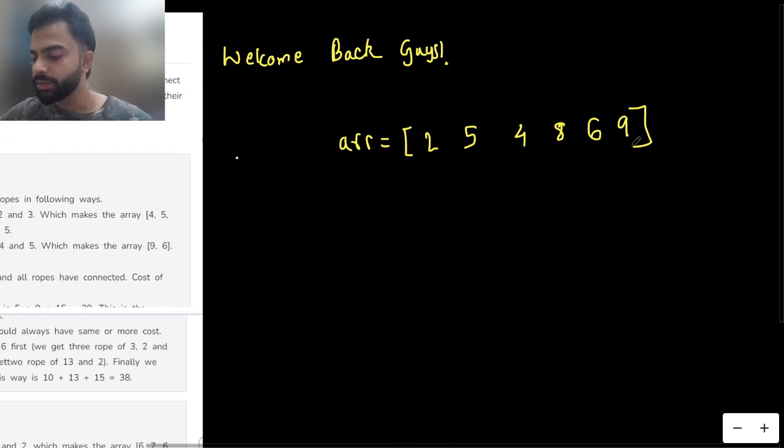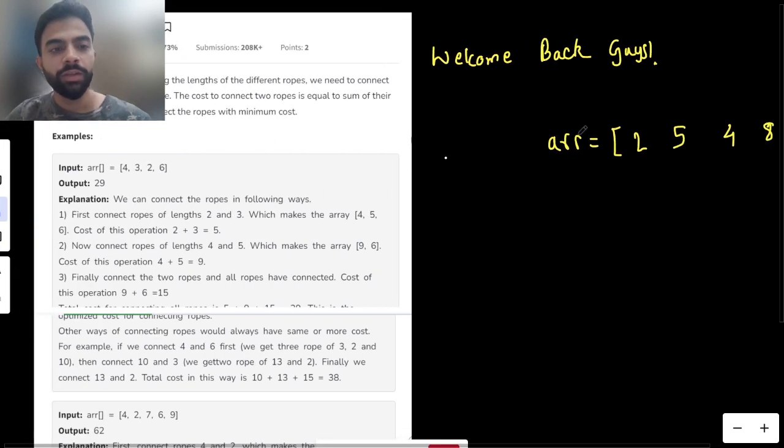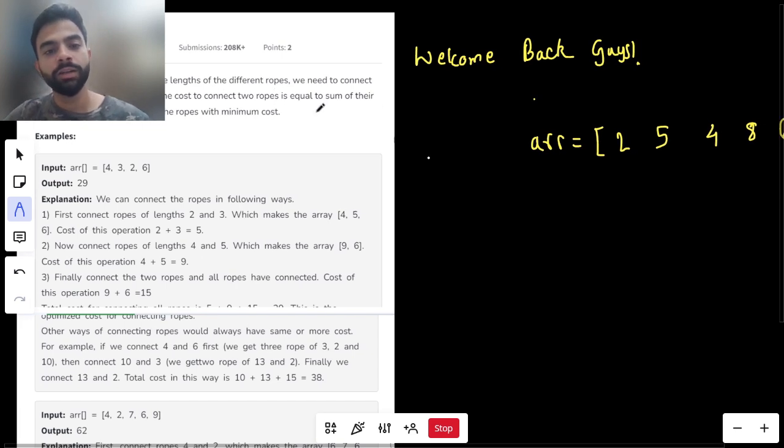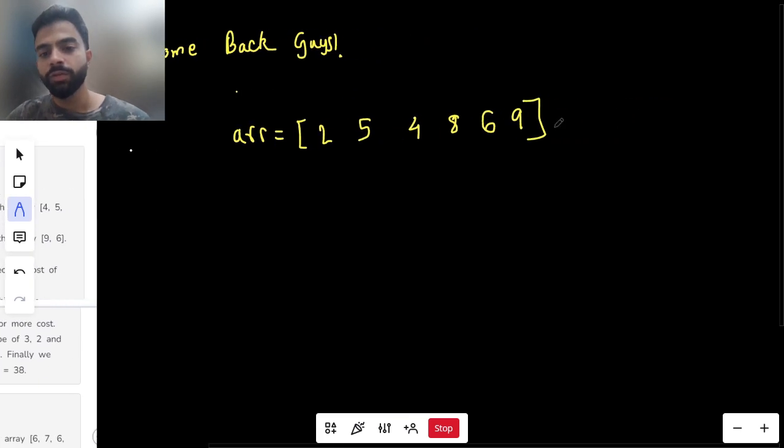The question is saying that, given an array of the lengths of different ropes, we need to connect these ropes to form one rope. The cost to connect is equal to the sum of their lengths. So we have a cost. Suppose we want to connect two ropes.